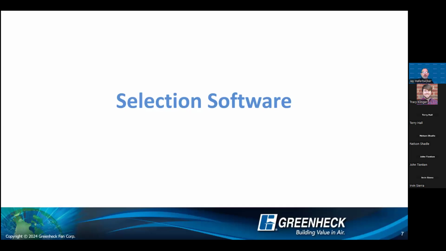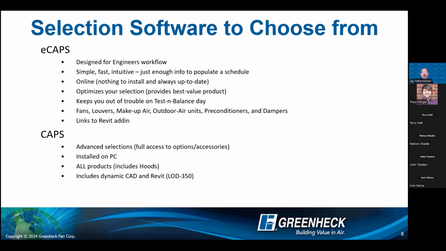Next, what I want to do is shift gears a little bit. I want to talk about our selection software. Now, you can have the guys at Holden Associate make selections for you, or if you want to make selections on your own, you've got one of two programs to choose from here. You can either select our eCAPS program or our desktop CAPS program. The slide here represents the differences between the two.